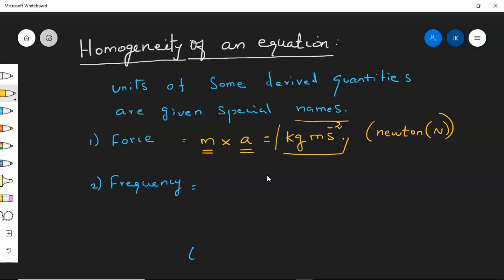Frequency. First write the formula of frequency: 1 over time. The 1 is a constant, there is no unit for the constant, and the unit of time is seconds. It can be written like this: per second. It has a special name, it is called hertz. So it has 2 units. Hertz's equivalent unit is s power minus 1. Newton's equivalent unit is kilogram meter per second square.